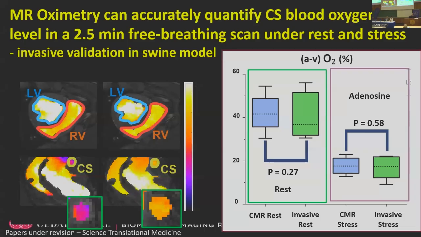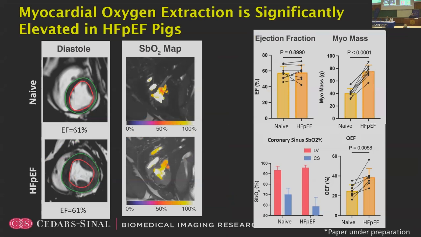He tested on a number of patients and animals and looked at the validation using invasive measurements of the O2 saturation, and also looked at the infarction, with heart failure with preserved ejection fraction. Because of the heart failure, the heart is not very efficient, so you need more oxygen to do the same work. And he shows that clearly in this animal model.